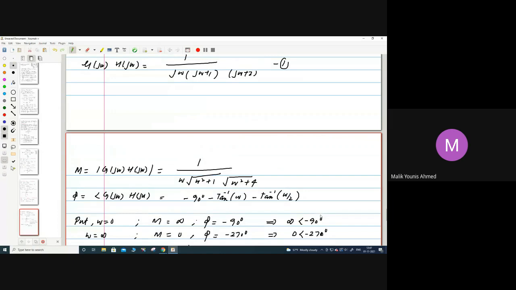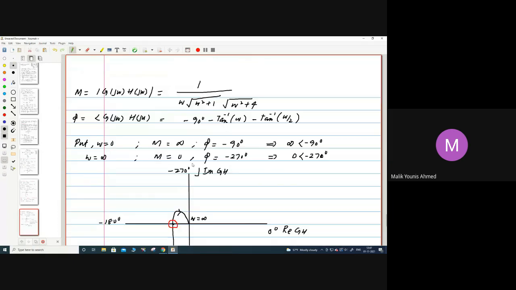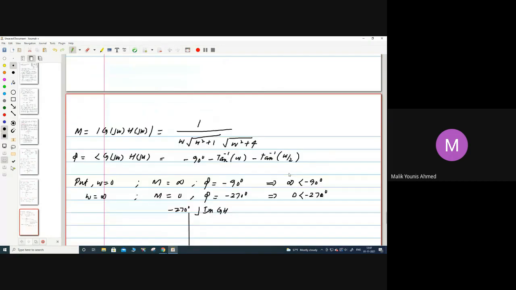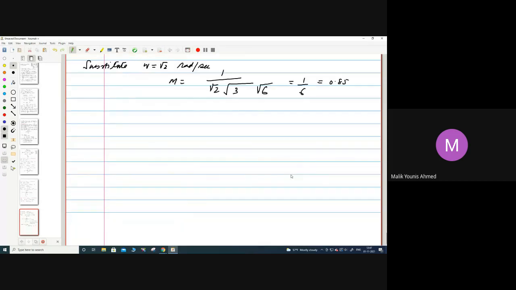Under root 2 square is 2. 2 plus 1 is 3, and under root 2. So this will be 6. 1 by 6. So what am I getting here? I think 0.85 something is there. I don't know how much is coming. Just check it. Under root 2, okay, under root 2 square will be, yeah, something around this. You need to check it, please.